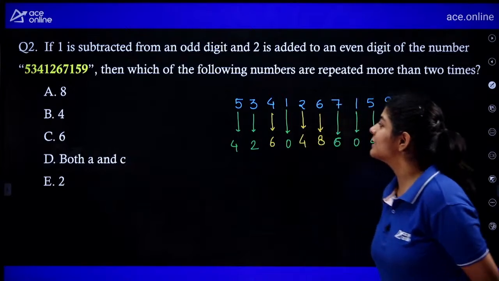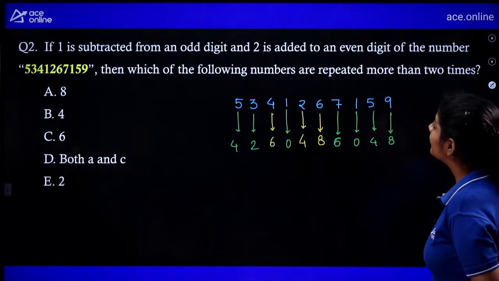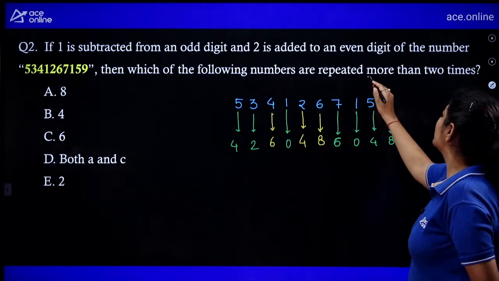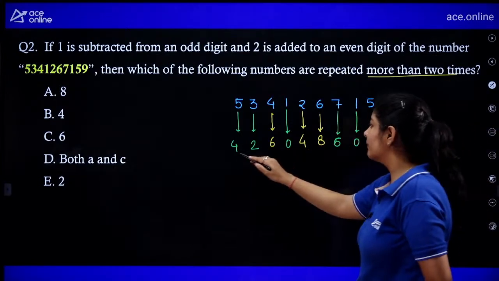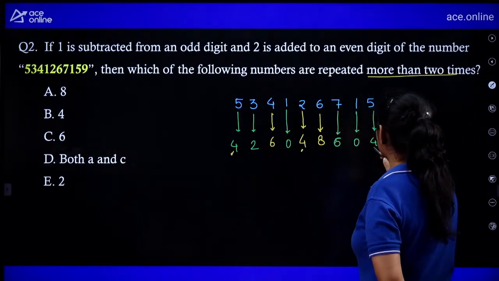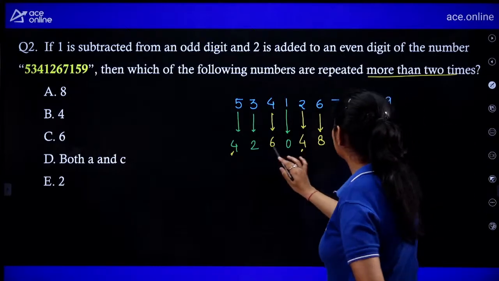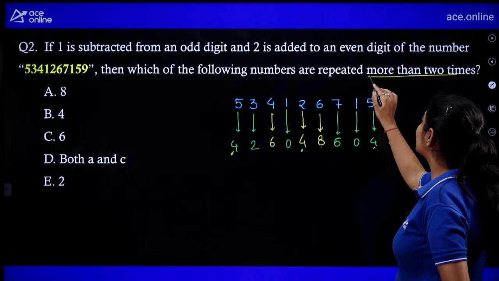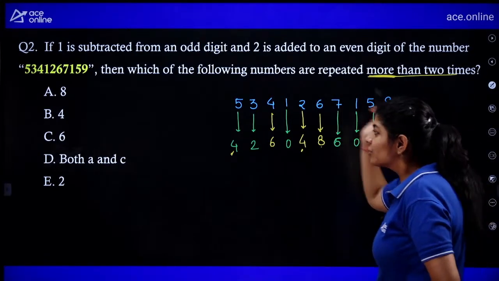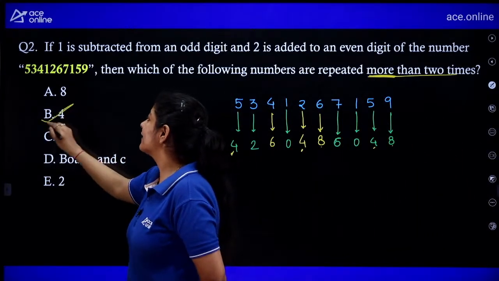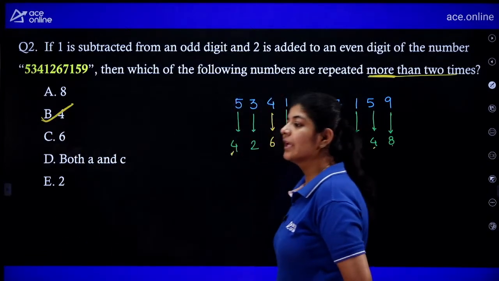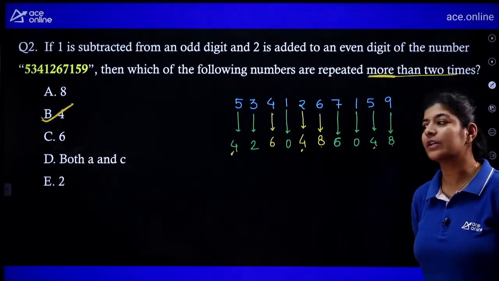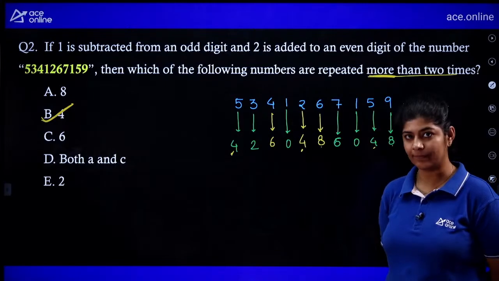Now the question is asking, which of the following numbers are repeated more than 2 times? More than 2 times. Here 1, 2, 3, 4 is there. Anything else? No. 8 is repeating just twice. We need to find out more than twice. So the only answer that we are having is our option number B. The correct answer here is your option number B.